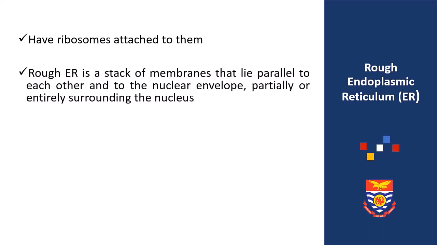Now let's look at rough endoplasmic reticulum in detail. As stated in the previous slide, rough endoplasmic reticulum has ribosomes attached to the surface. And this rough endoplasmic reticulum is a stack of membranes that lie parallel to each other and to the nuclear envelope, partially or entirely surrounding the nucleus.